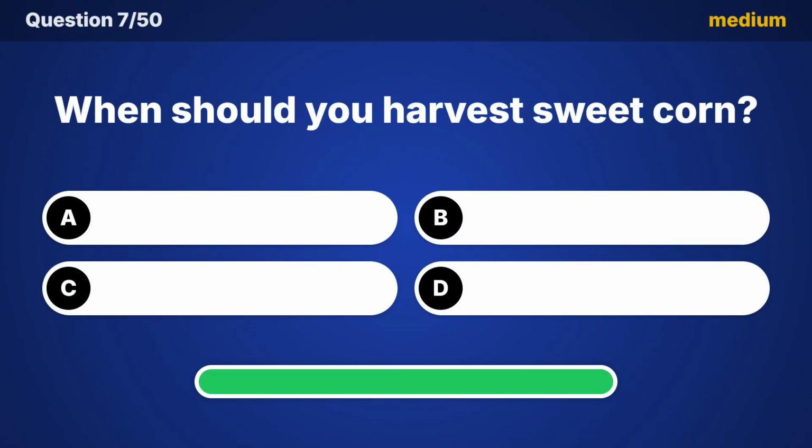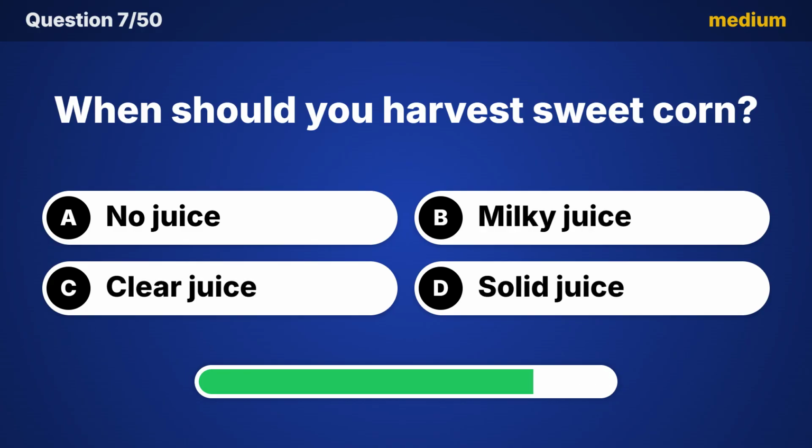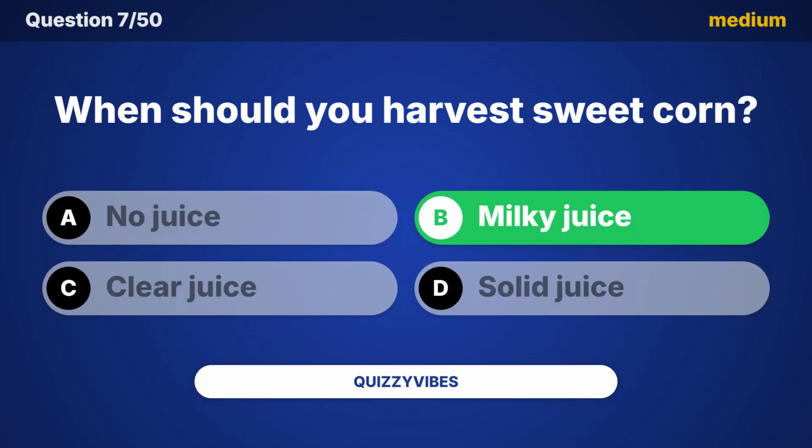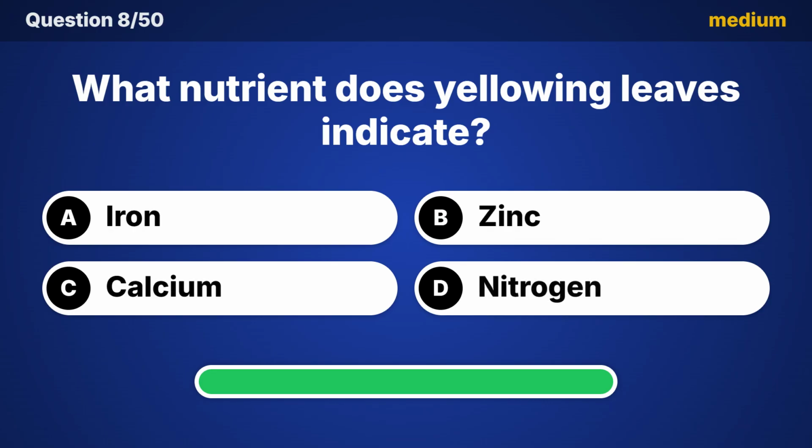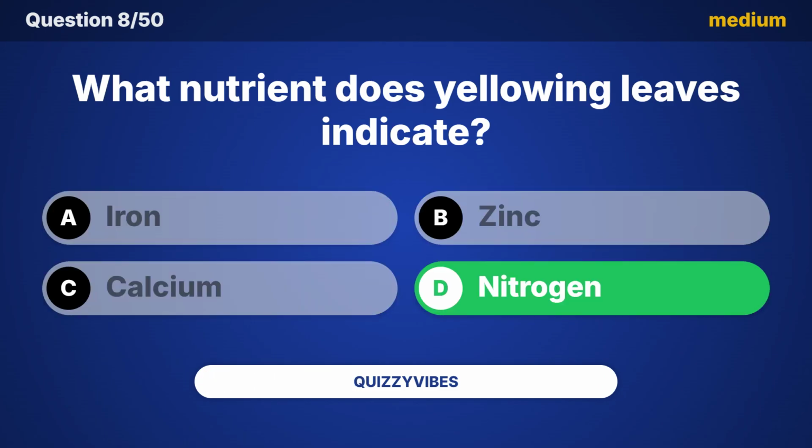When should you harvest sweet corn? The answer is milky juice. What nutrient does yellowing leaves indicate? And the answer is nitrogen.